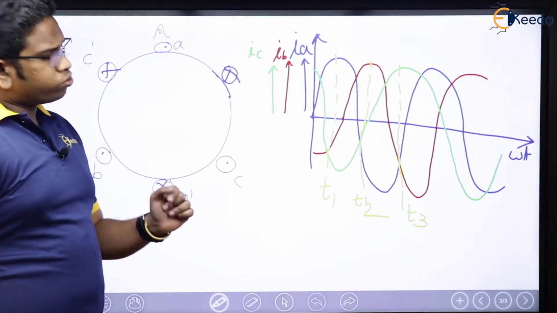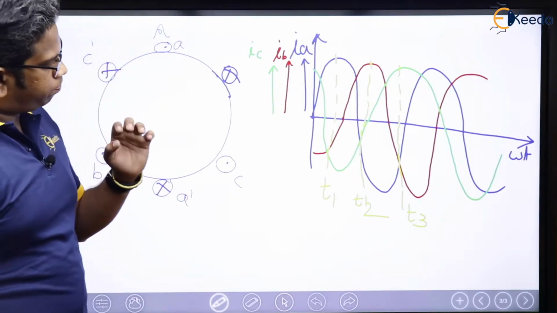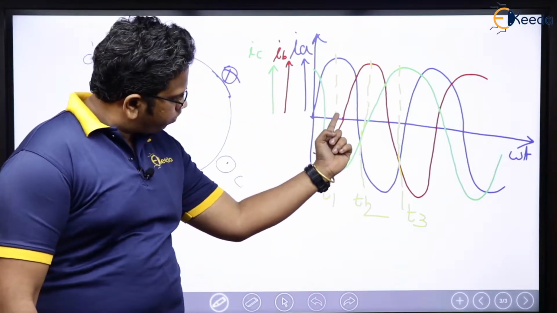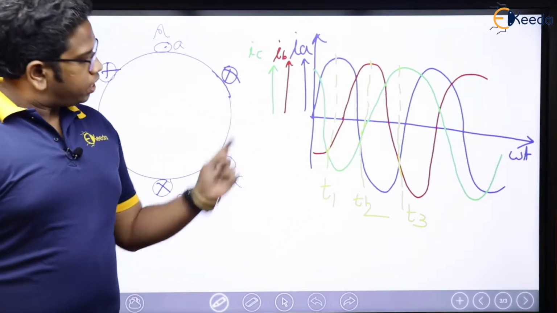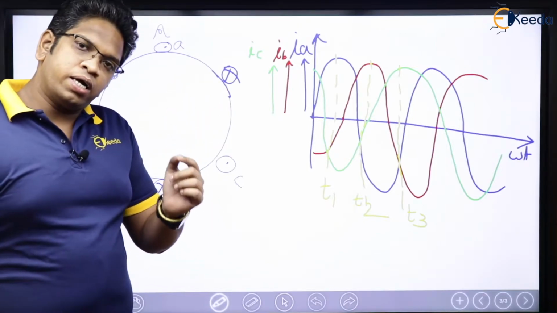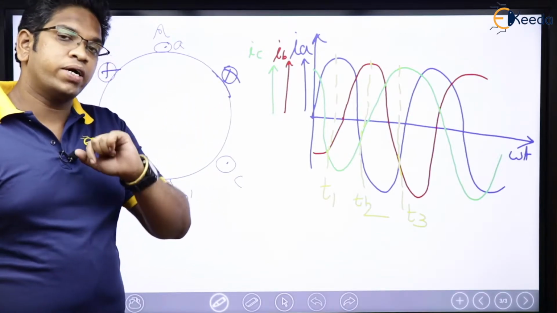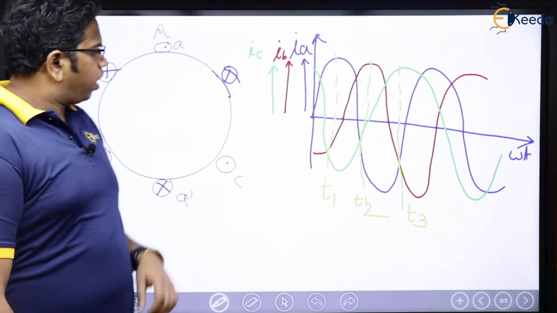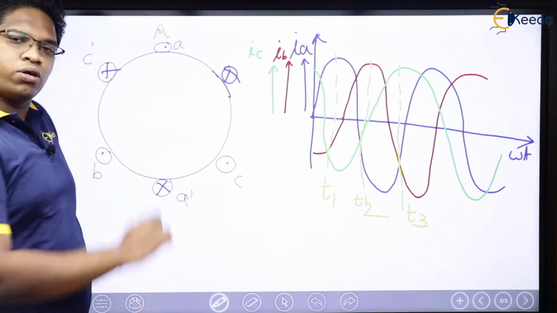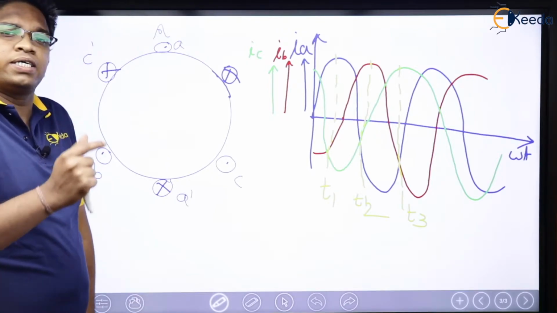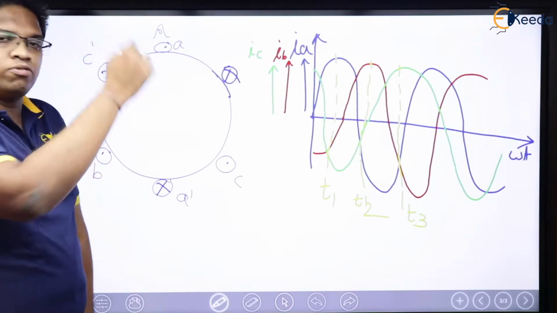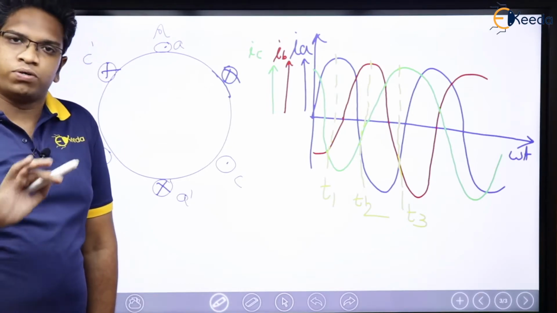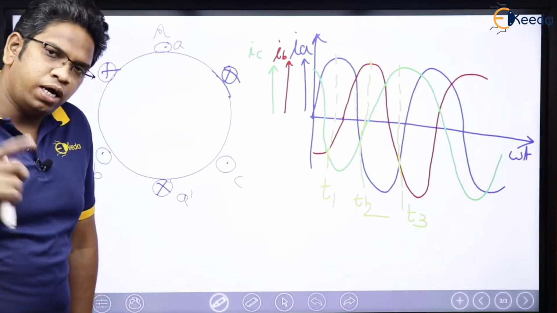But yeah, a student may ask me, sir, when IA is maximum, IB is going to be half of negative maximum, IC is going to be half of negative maximum, then how can you write here dot cross dot cross dot cross? Who are you to actually decide that this will be dot and this will be cross? See, I am no one. And you are also no one to decide. But let me tell you one thing.